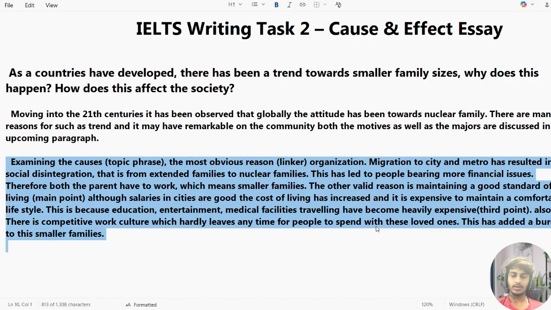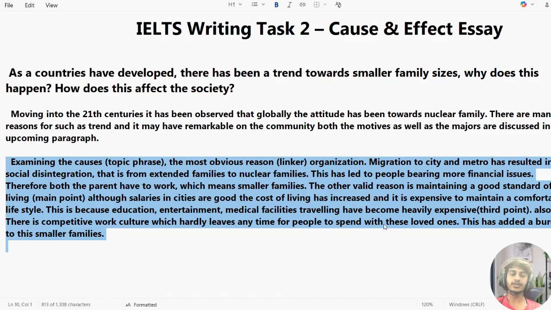Now cause number 2, standard of living, spoken emphasis. Listen carefully here. People today do not want many children with a poor life. People want few children with a good life. Good life means good education, good health care, comfort, entertainment, and all these things cost money. So people prefer small families with better quality of life. This shows mature thinking which IELTS likes.